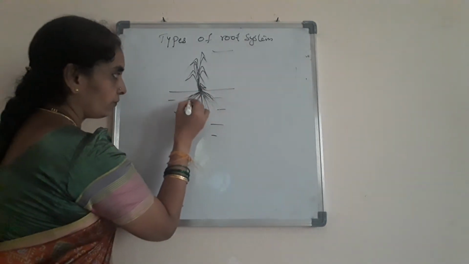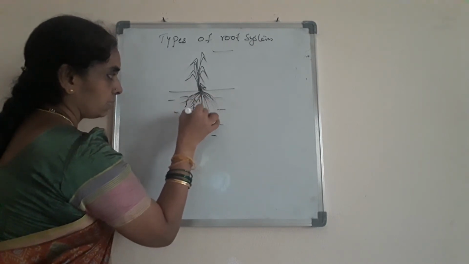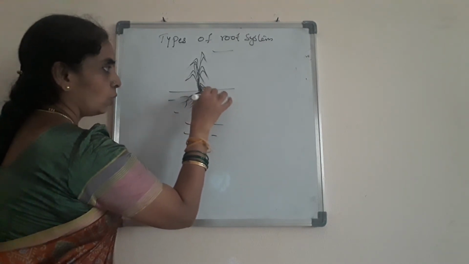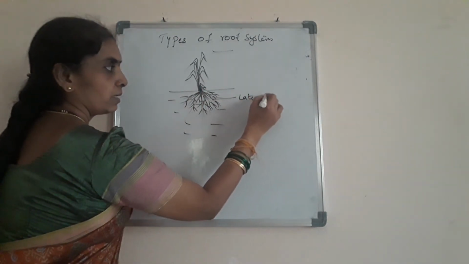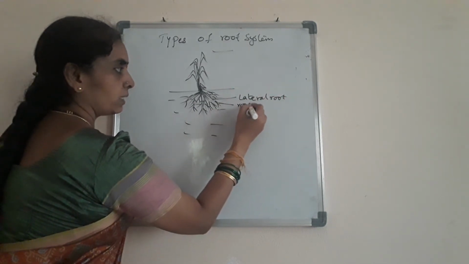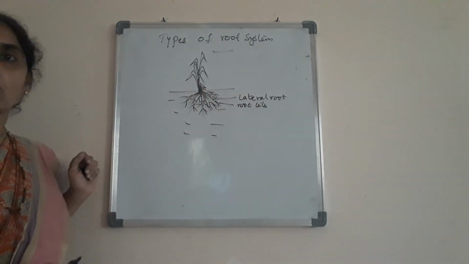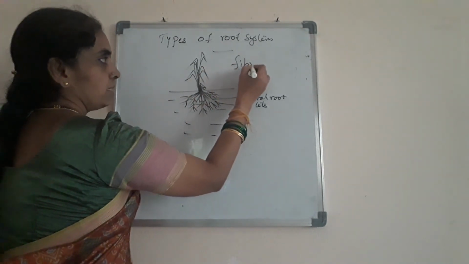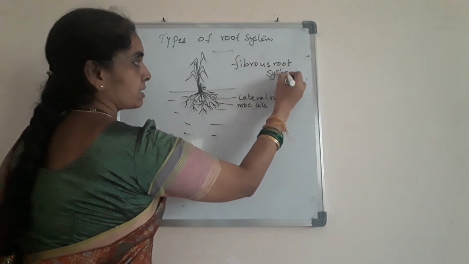Okay children, so over this you find all the rootlets. So you find the rootlets over the lateral roots. So all are lateral roots, and you find rootlets over the lateral roots. So all the roots start from a single point. So these are called as fibrous root system. So the root system we find in grass is fibrous root system.